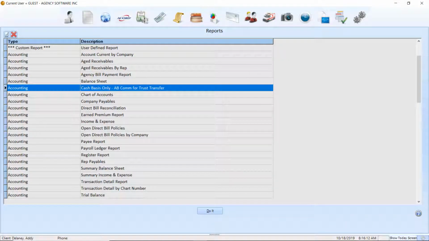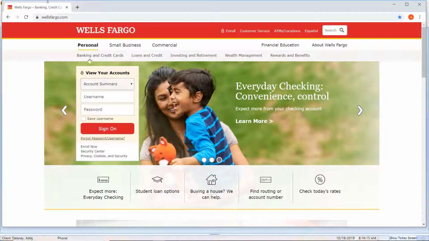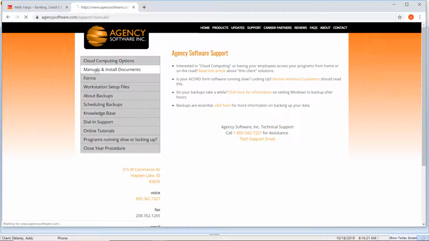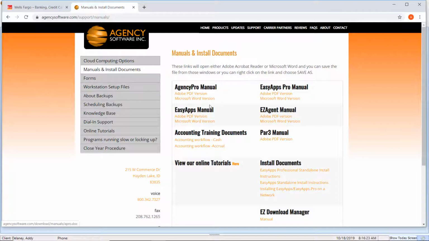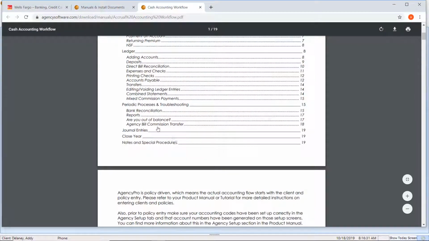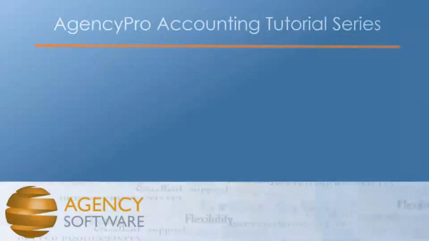The accounting workflow documents appropriate to your accounting basis can be found on our website, and the periodic process section will offer some direction on the best practices for commission calculation. This periodic commission transfer is best done only after the accounting has been confirmed, which begins with our next tutorial on bank reconciliation.